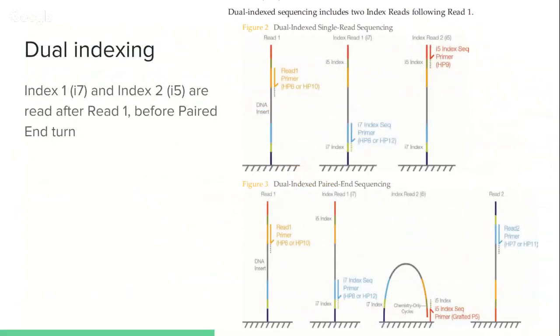In dual indexing, you essentially do the same, but in the middle of the run, you read indexes from both ends of the molecule of the DNA insert. And then you end up having two k-mers, two 6 bases or 8 bases nucleotides to tell you exactly what your molecule is, where it belongs in the multiplex run.